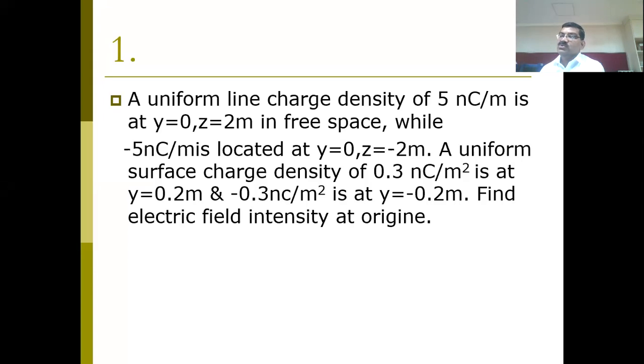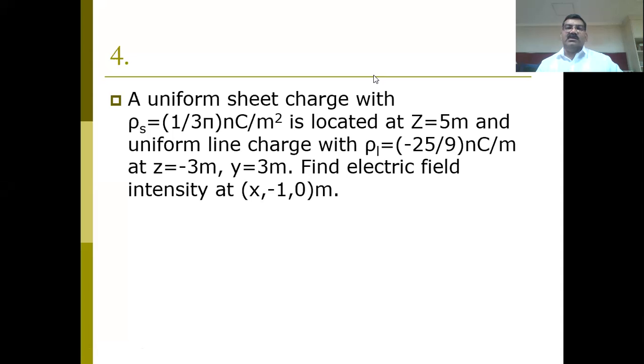So E equals the line charge contribution. For a line charge, the formula is E equals rho L upon 2 pi epsilon R, in direction AR. And for a surface charge, it is rho S upon 2 epsilon, in direction AN. Very simple. For the surface charge, if you calculate the unit vector, that's it. Your problem is solved. Is there any doubt in this? You can go further.